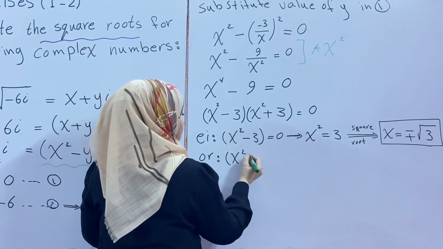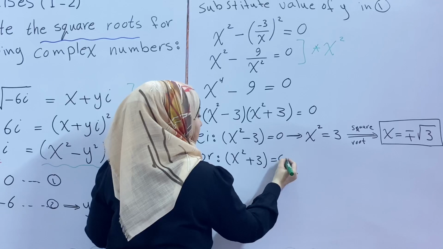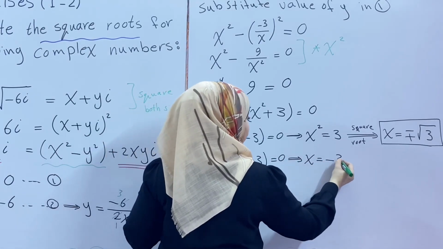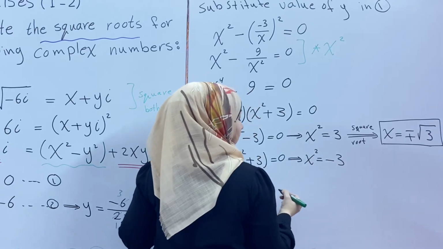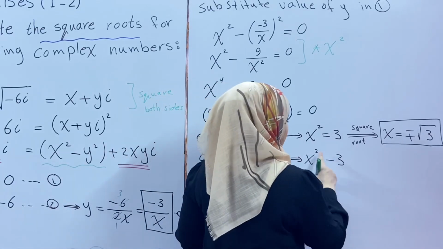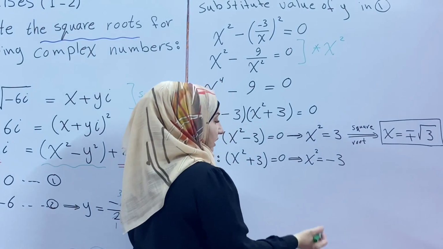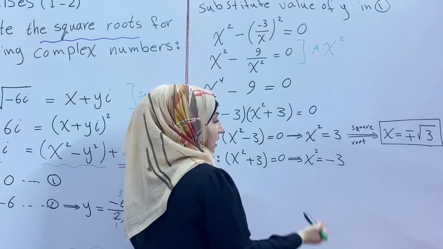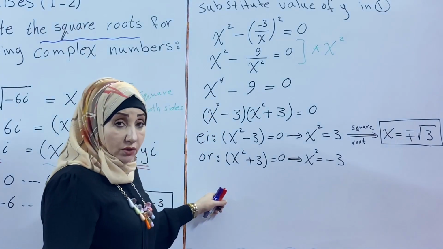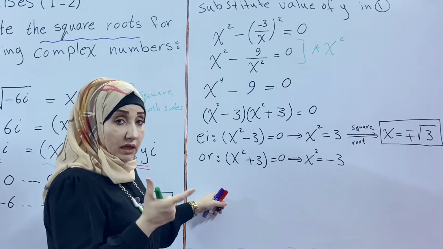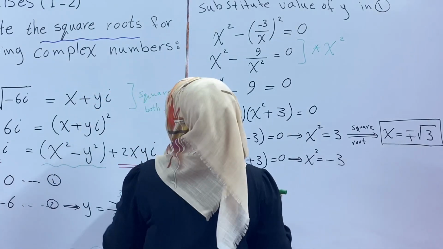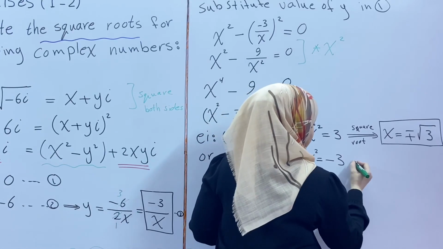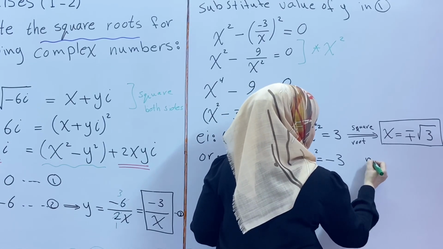Or x squared plus 3 equals 0. That's mean x squared equal negative 3. So when we take the square root for both sides, that means we will get square root for a negative value, and this is not a real number, but we know x and y are real numbers. X and y are real numbers. So that's mean we will neglect this value.